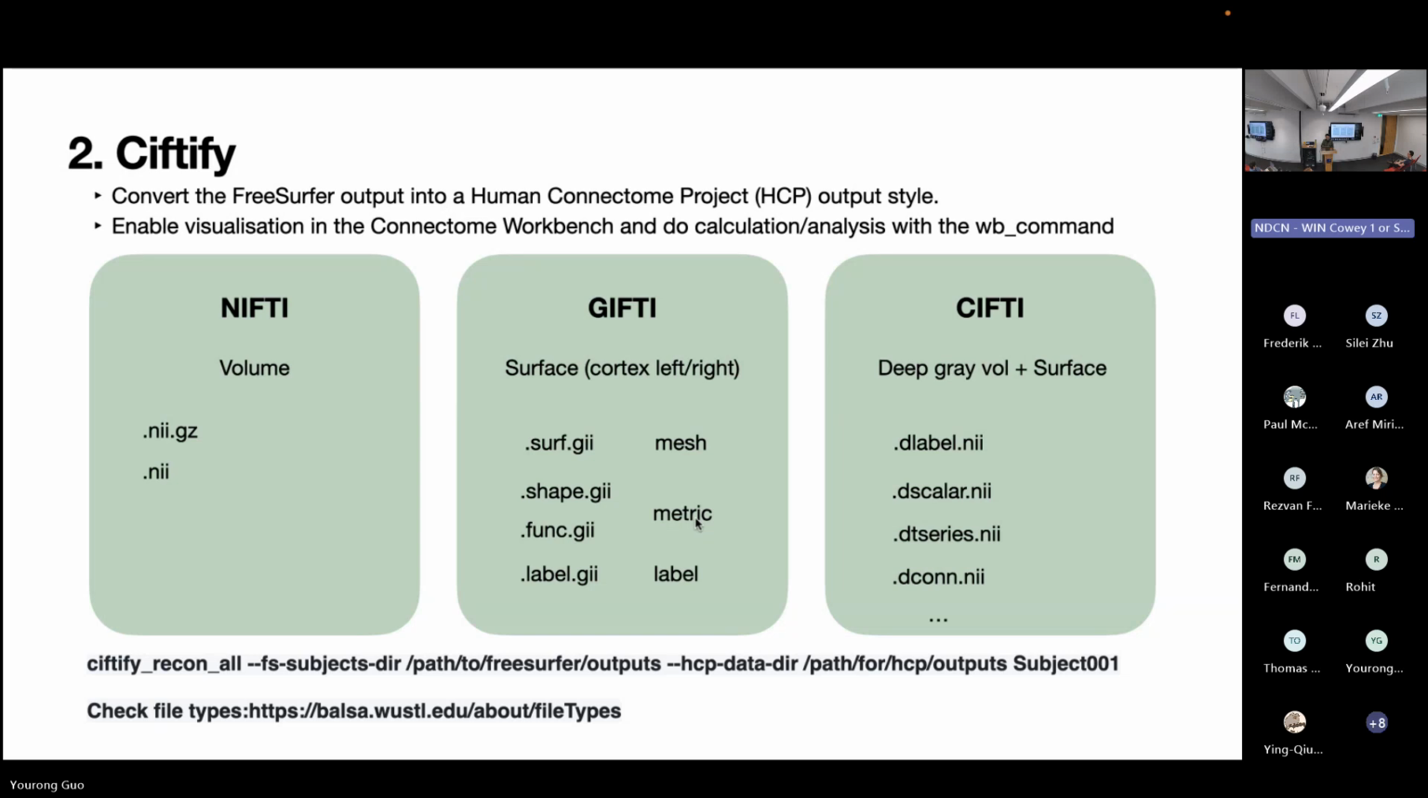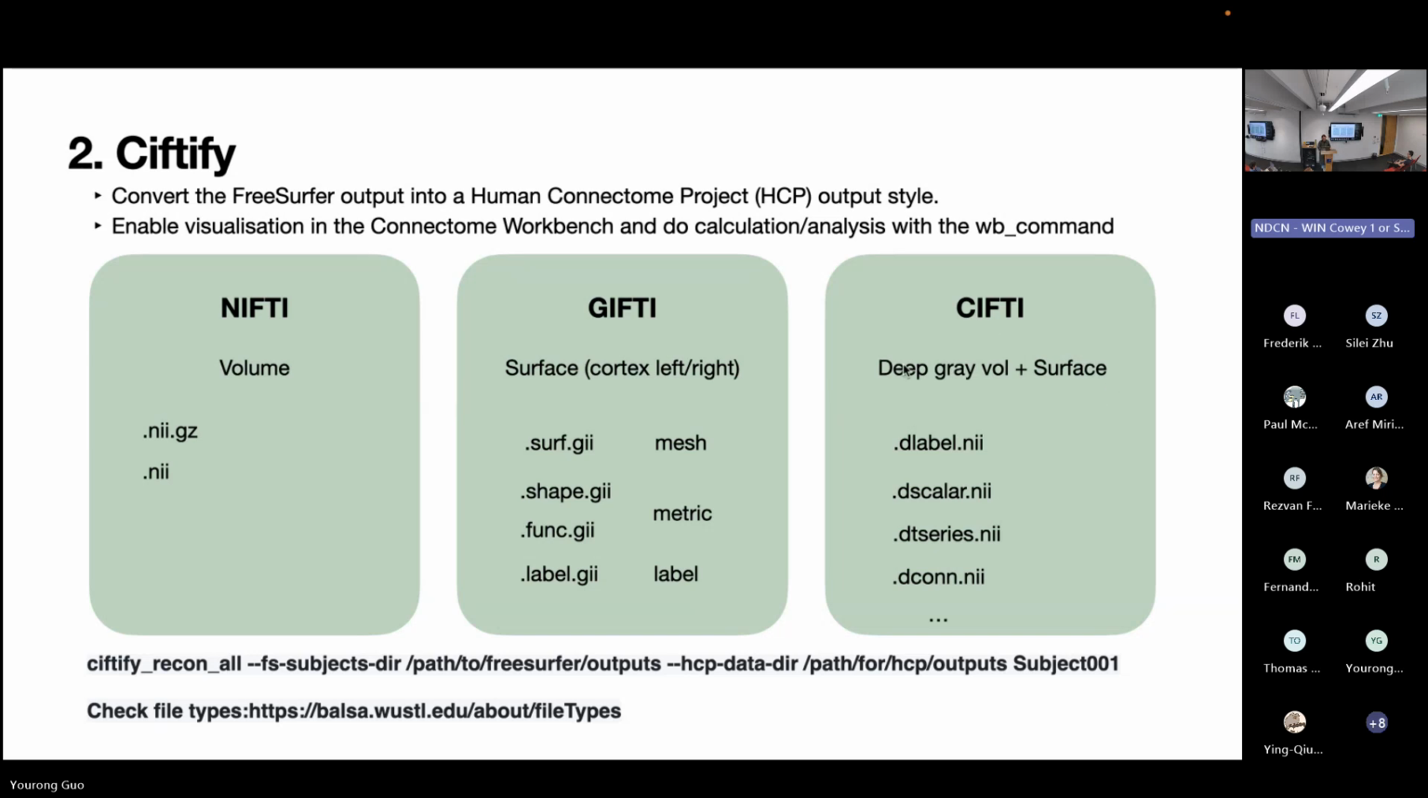And the metric file saves the scalar data, like basically any kind of cortical features or time series can be saved in this metric file. And the label files hold integer data, like parcellations, and regions of interest can be saved in this file.